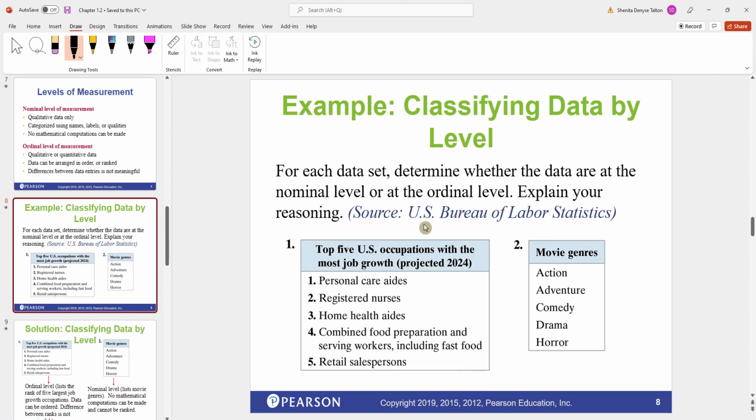So let's look at this example. We're going to determine whether it's nominal or ordinal. So the first one is the top 5 U.S. occupations with the most growth, projected for 2024. And then we have movie genres. So these are ranked data. As you can see, it looks like the number one top occupation would be personal care aides. Number 2 would be registered nurses, all the way down to 5, which is retail salesperson. And then for the movies, we have action, adventure, comedy, drama, and horror.